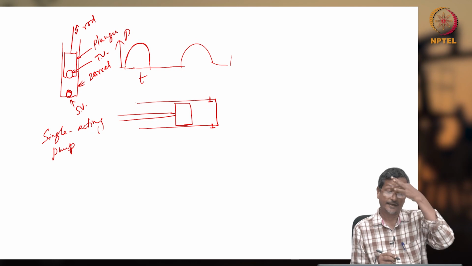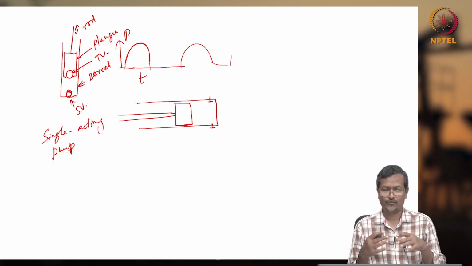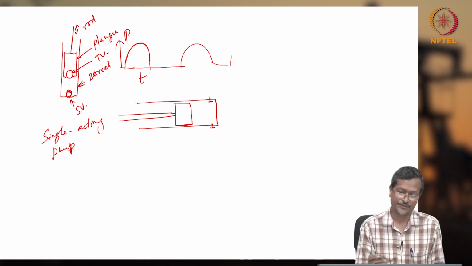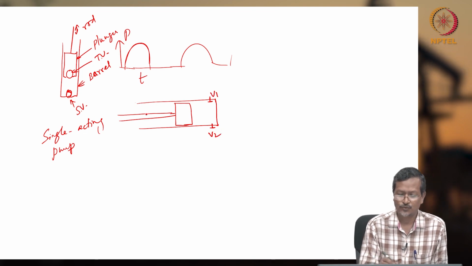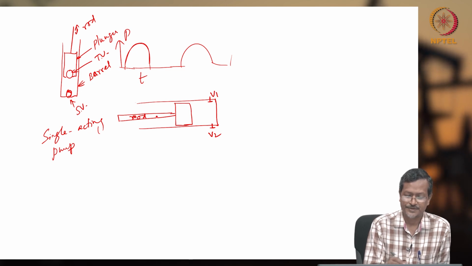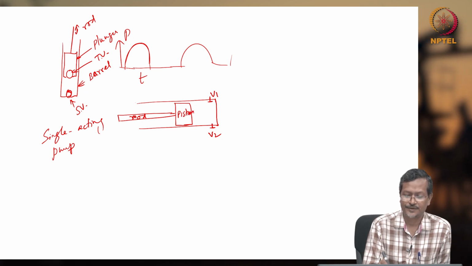And this single acting pump I am explaining here because this basic fundamental thing will be used in the next lecture when we will discuss pumps and compressors. So here, let us say this is valve 1, this is valve 2, this is plunger, this is rod, piston rod, this is piston or plunger.